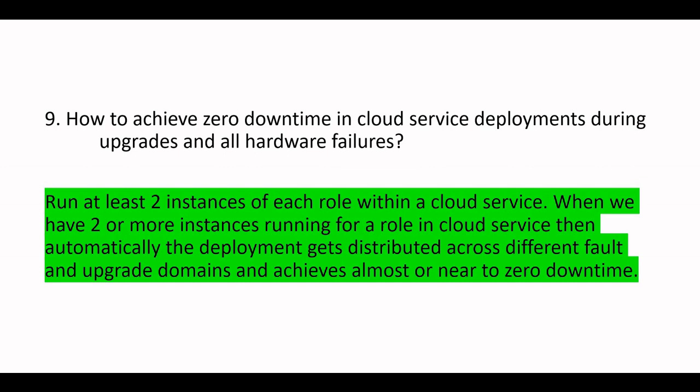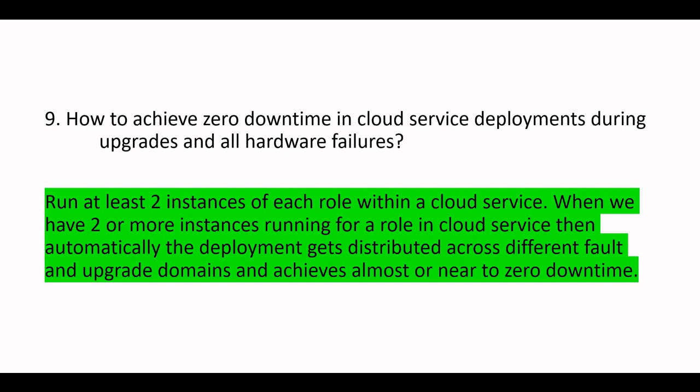Let's suppose you are running your application on a single virtual machine and you want that application to be up and running all the time, 24/7. What you can do is create one more virtual machine and host the same application on that virtual machine. Overall you will have two virtual machines and two web applications. Like what it is written, run at least two instances of each role. Consider a role to mean a virtual machine.